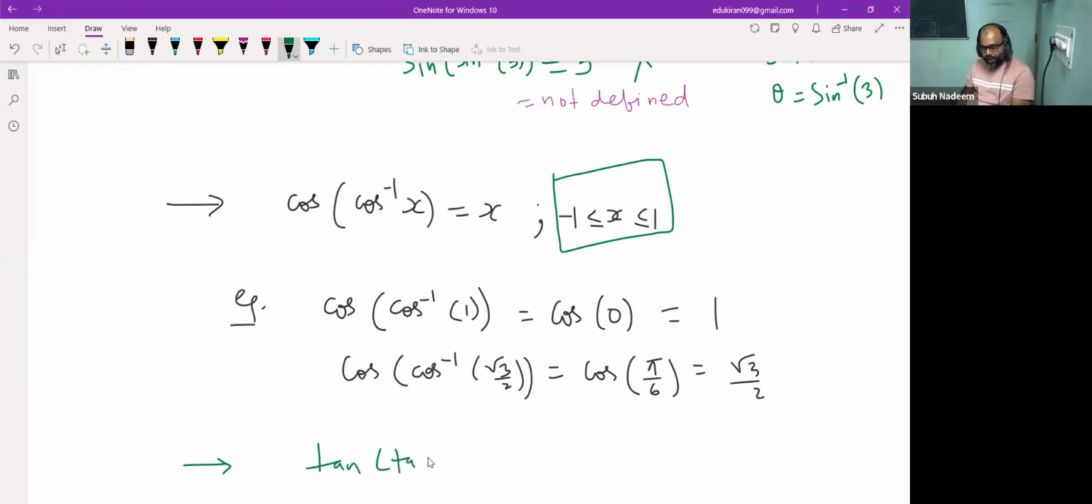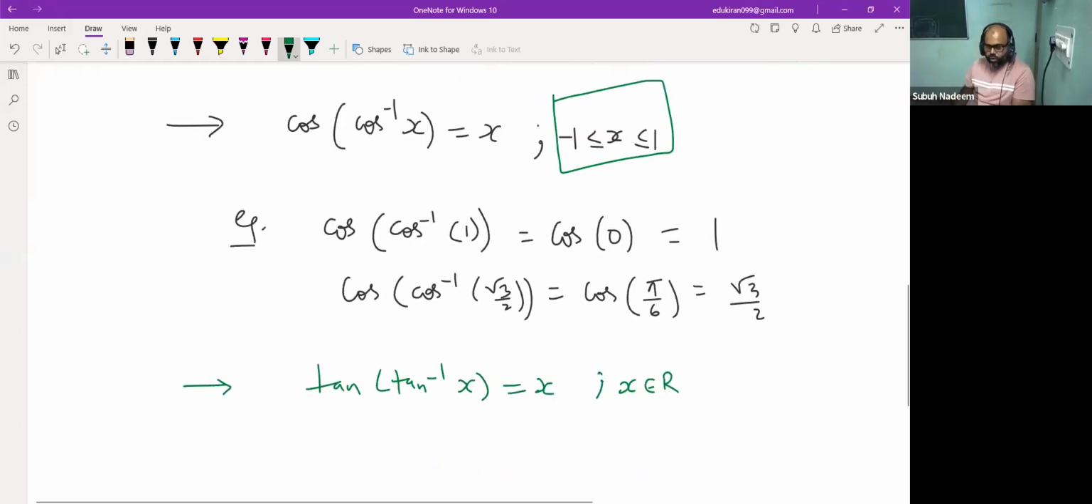Tan of tan inverse x is equal to x. Here x belongs to real numbers because the range of tan is the real numbers. So write these also. You can write for cosec also. Cosec of cosec inverse x is equal to x.